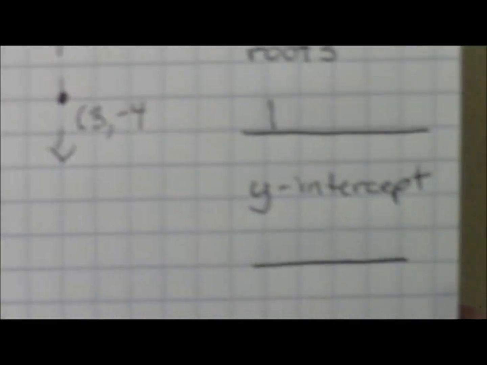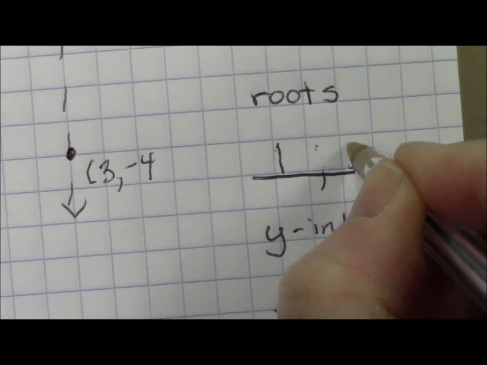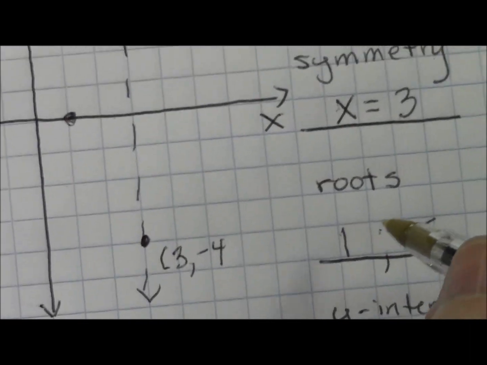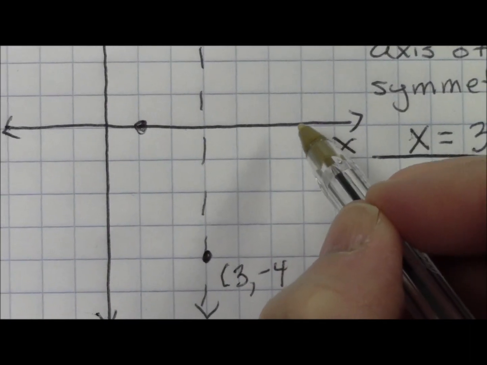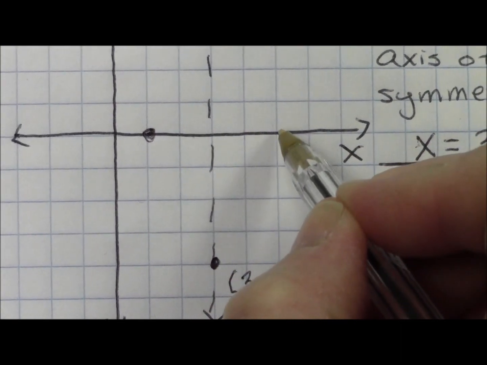So the roots here are 1 and 5. That's not an ordered pair; the second root as an ordered pair is 5, 0.